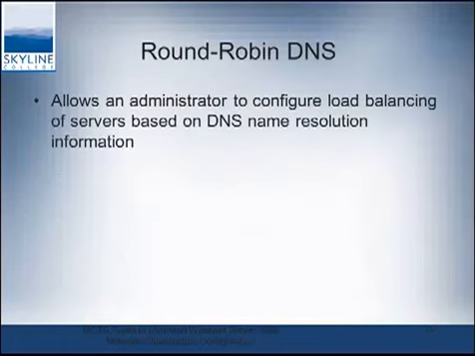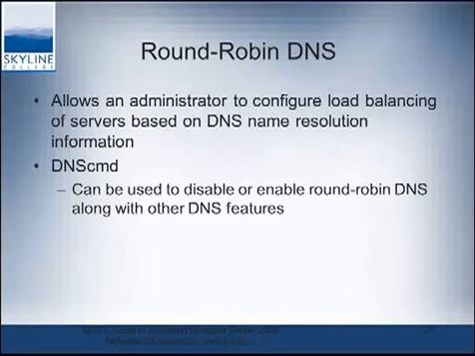Round robin, load balancing. Round robin is where we can have a single resource that we want, like a copy of our web page. We want to go to one server and then we want to go to another server. So we have the same name with different IP addresses, and we can set up round robin so it'll go to the first one and then it will go to the second one.